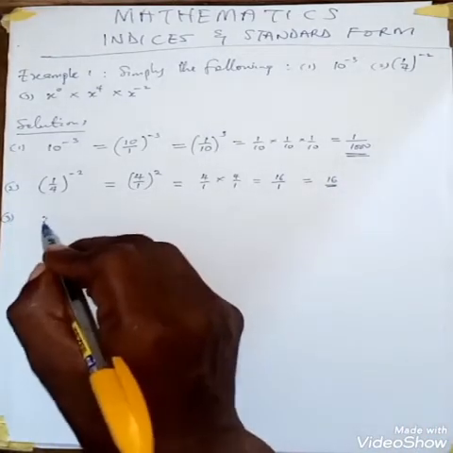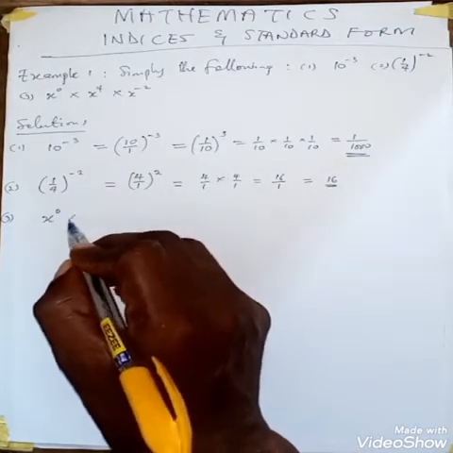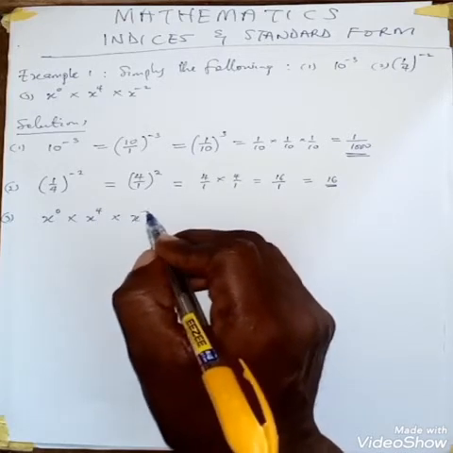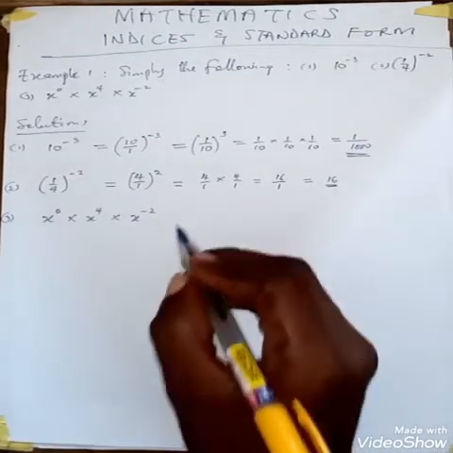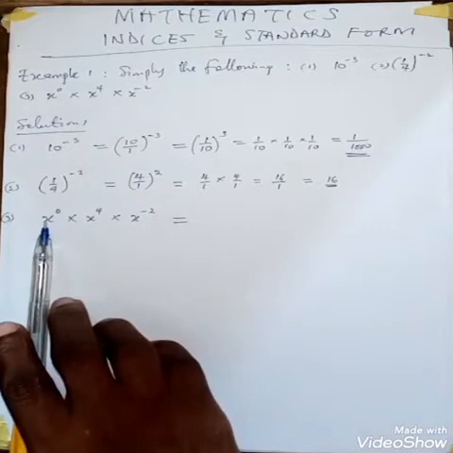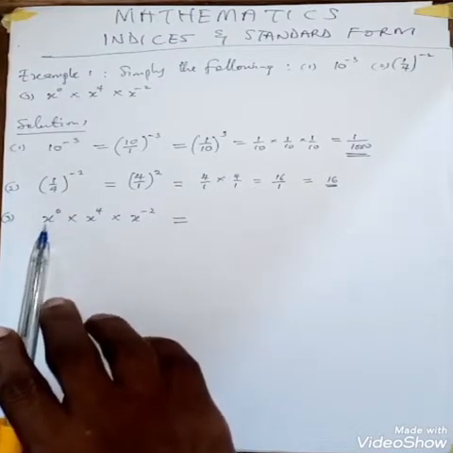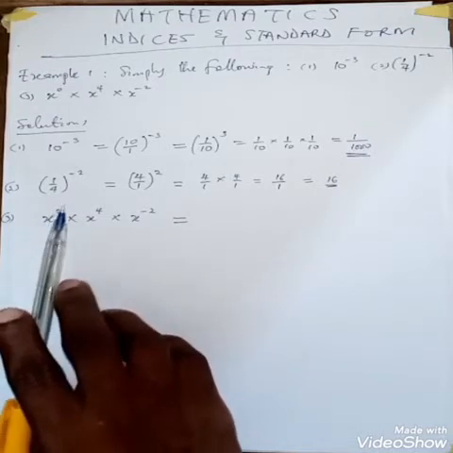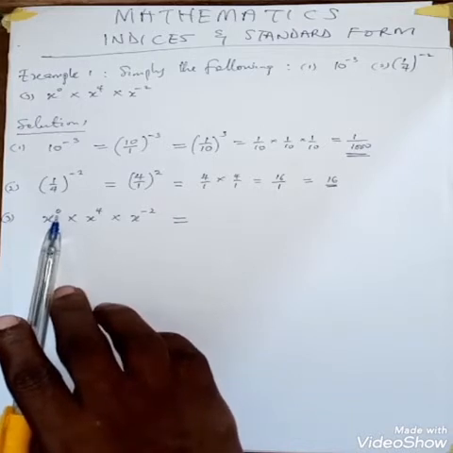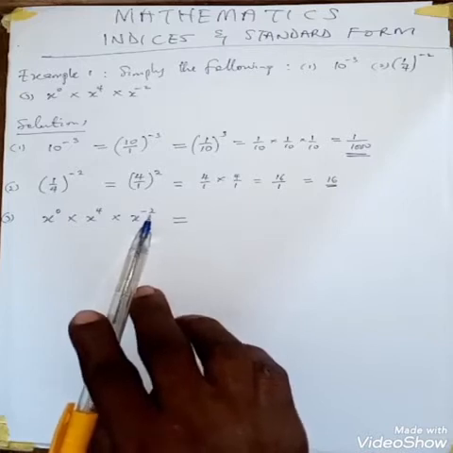Now number 3. I have x raised to the power 0 multiplied by x raised to the power 4 multiplied by x raised to the power minus 2. When we observe this question very well, we are going to see that this is a normal case. Though the power is 0, it has its own meaning, but one thing we see here is that this power is normal here. It is normal for us to have this type of power, but it is abnormal for us to have this type of power.